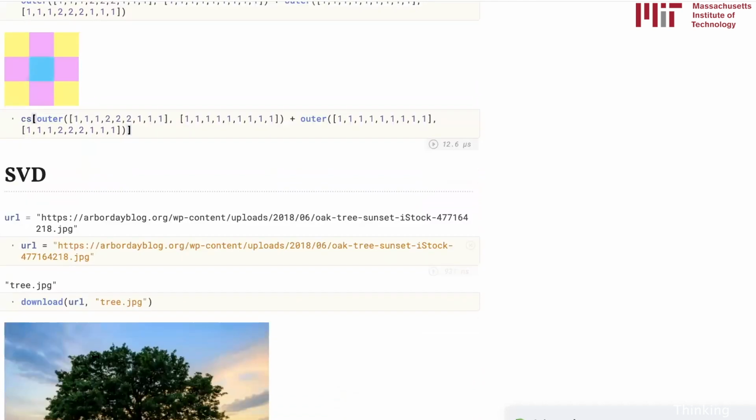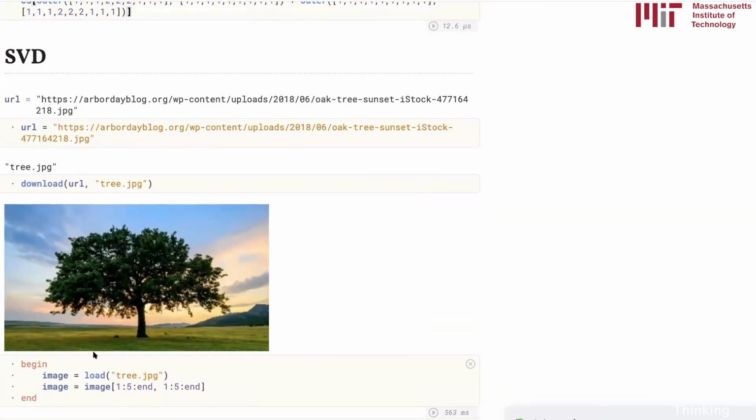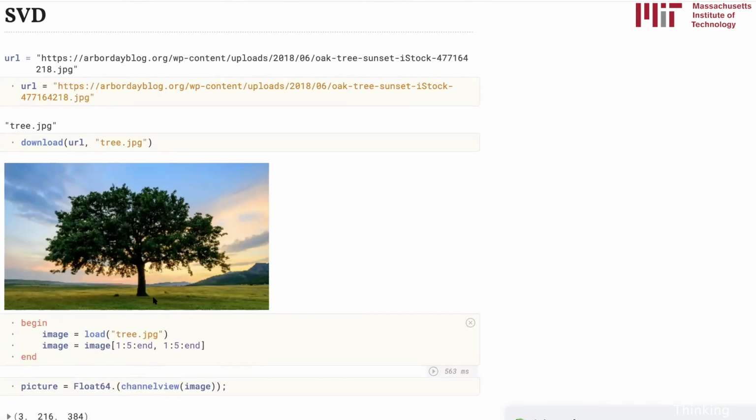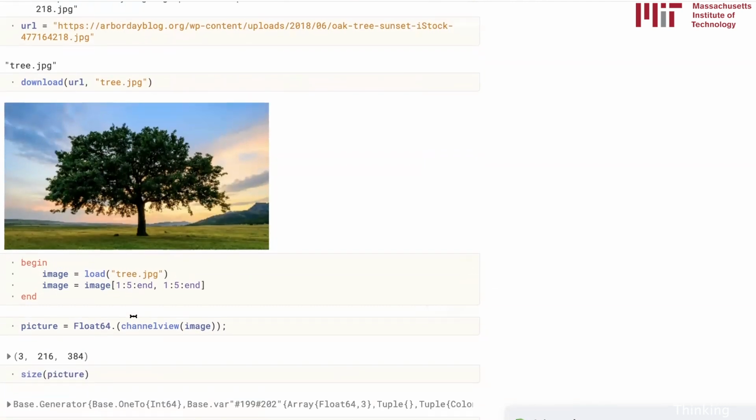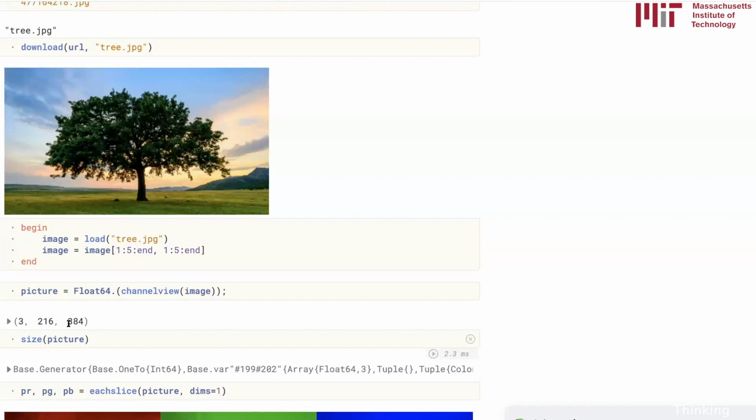Okay, and so here what we're going to do is download an image of a tree. There's a tree, and we'll downsample it a little bit just to make it so you can see it. In Julia, in the image processing, there's something called the channel view, which basically takes every pixel and turns it into its red, green, and blue components. So that by the time you're done, if you turn it into floats, which makes all the reds, greens, and blues between 0 and 1, we're going to get a three-dimensional array that's 3 by 216 by 384.